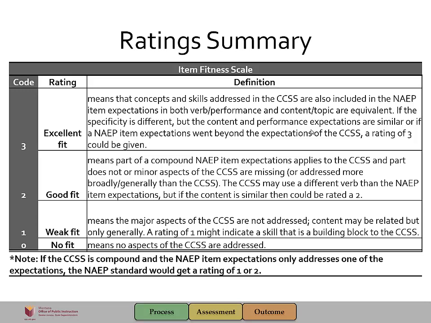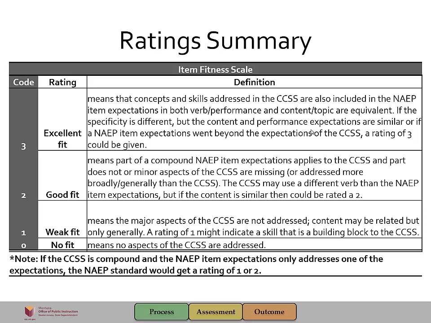The item fitness scale used for POW instruction is as follows. It is a 0 to 3 scale, 3 being an excellent fit, 2 being a good fit, 1 being a weak fit, and 0 describing no fit. For an excellent fit, this means that the concepts and skills addressed in the Common Core standards are also included in the NAEP item expectations in both verb, performance, and content topic are equivalent. If the specificity is different, but the content and the performance expectations are similar, or if a NAEP item's expectations went beyond the expectations of the Common Core standards, a rating of a 3 would be given.